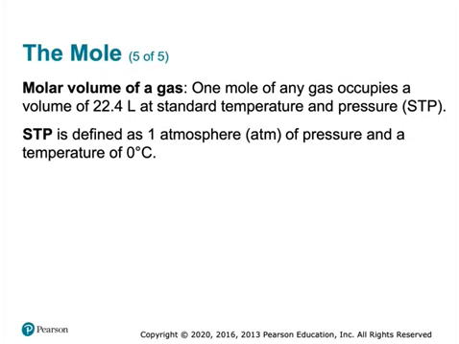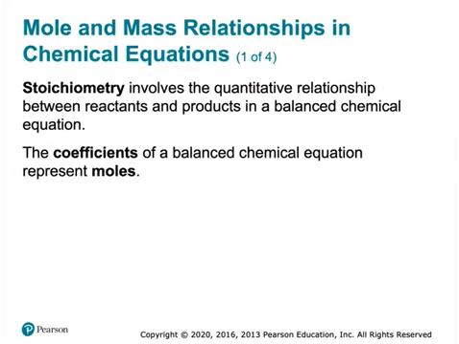And I mentioned this, the standard temperature and pressure is 22.4 liters, and we define this at 1 atmosphere of pressure and a temperature of 0 degrees Celsius. So higher temperature is going to have a higher volume, higher pressure is going to have a lower volume of gas.